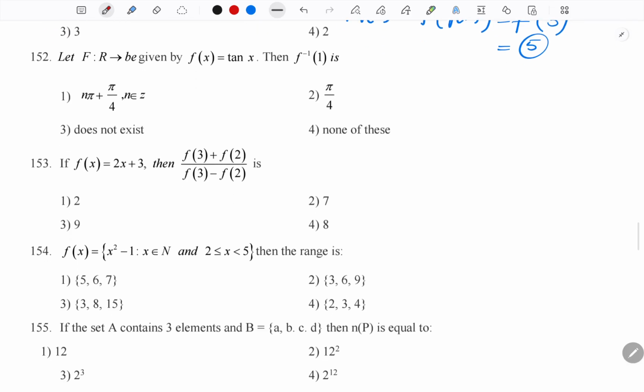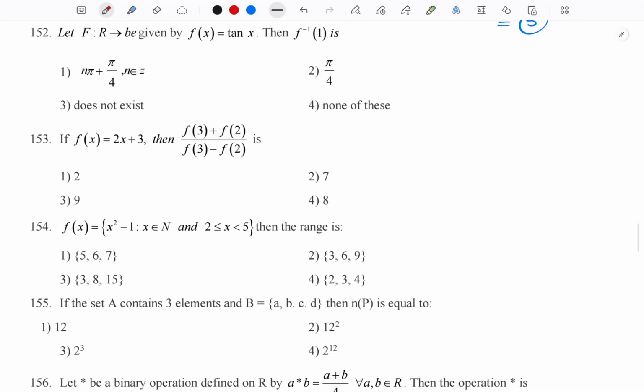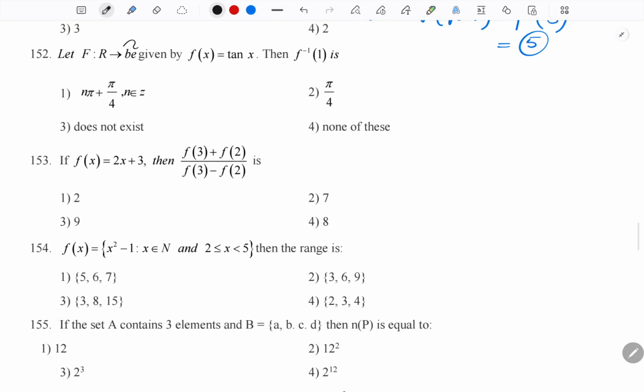Next question. Let f map R to R. It's not only R, right? It's R to R, real number to real number. What is R here? Real numbers. F maps R to R given by f of x equal to tan x. Then what is the inverse of 1?